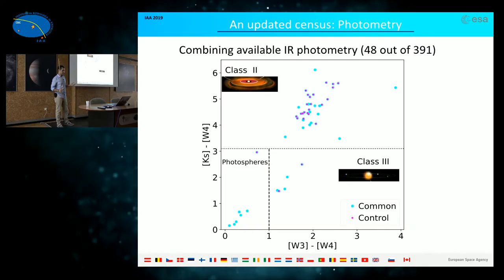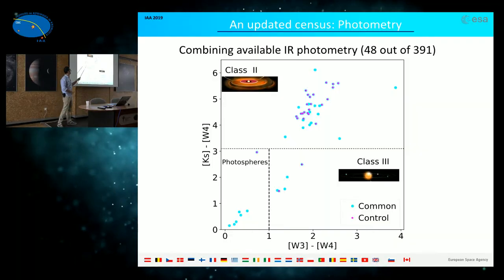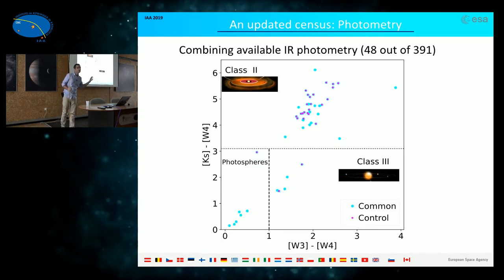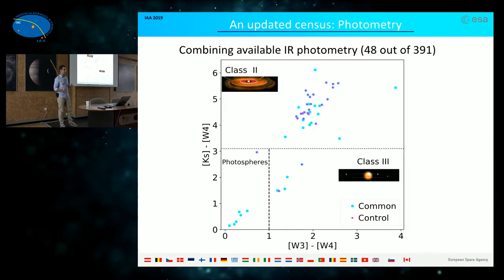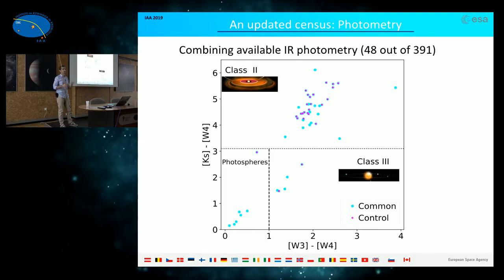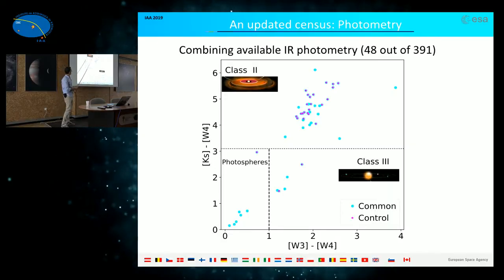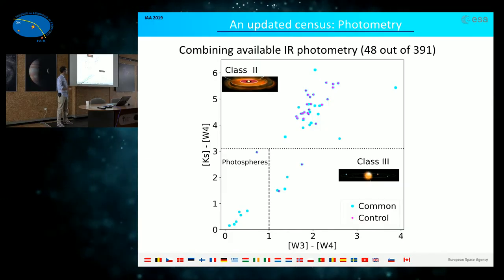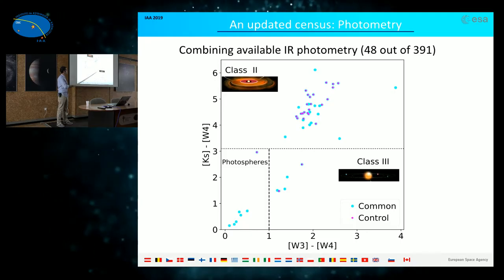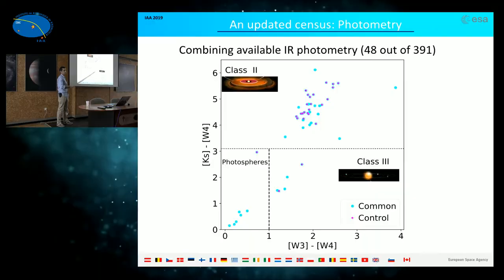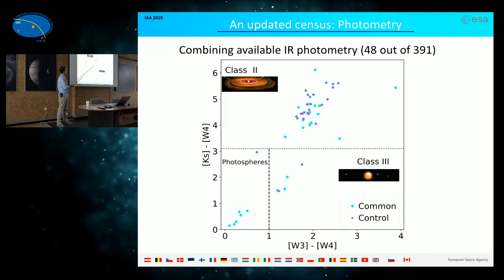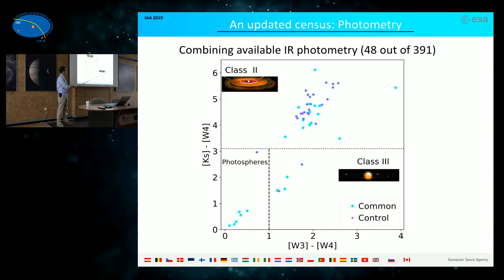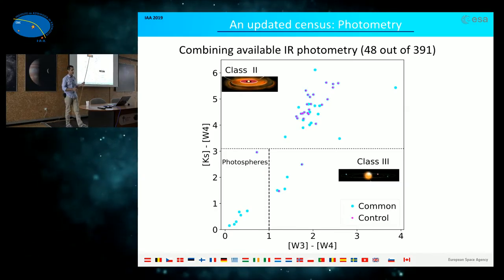And after applying several quality flags, I ended up with a sample of 48 members from my common sample that contains nearly 400 objects. For 48 of them, I could find trustable photometry. And this is because in most cases, with the WISE photometry, you have to be kind of careful, right? And this is a color-color diagram of these nearly 50 members. This is just to illustrate what is happening across this diagram. So the objects that are located over here are probably surrounded by a class 2 disk. And here is the class 3 disk, and those are naked photospheres.